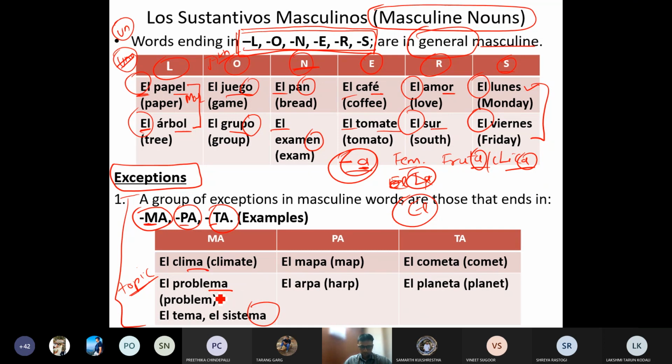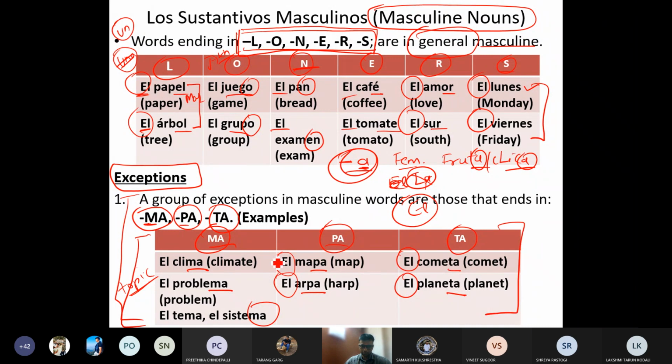So this is the first example, MA ending. The second one is ending with PA. The two examples are mapa and arpa. Both are also masculine, so we are using el. The third one is ending with TA, so it is cometa and planeta. Both are masculine. Now here one more thing you have to always keep in mind, that this is the list which I am showing you right now.